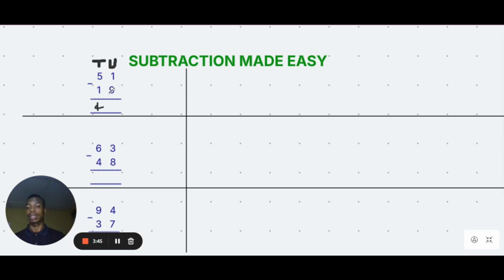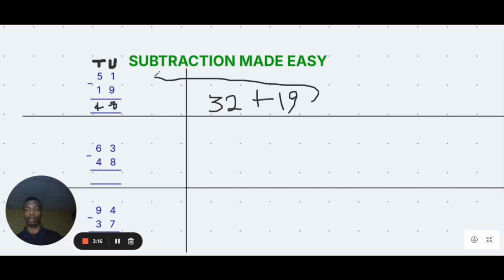1 unit minus 9 units gives us minus 8. All right? Minus 8. So what we have is 4 minus 8. But however, we know that this is the tens row. So this is actually 4 tenths. 4 tenths minus 8 is what? Of course, we know that this is 32. Okay? 32. 4 tenths minus 8 is 32. And we know 32 plus 19 brings us back to 51.